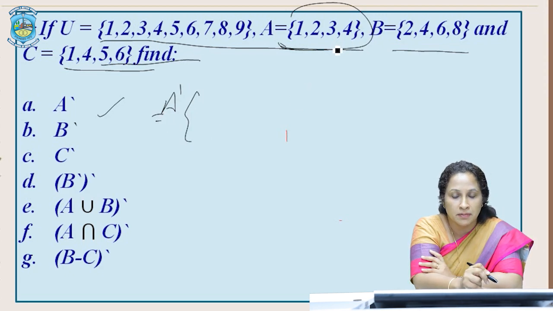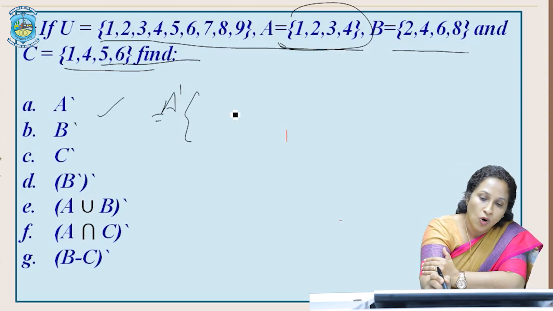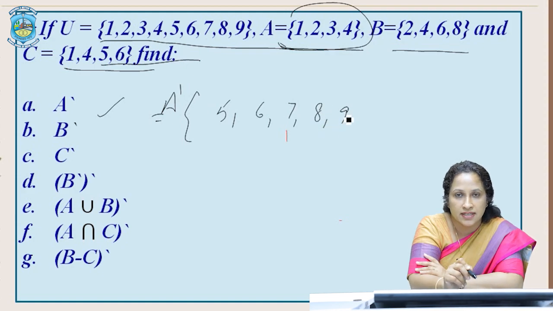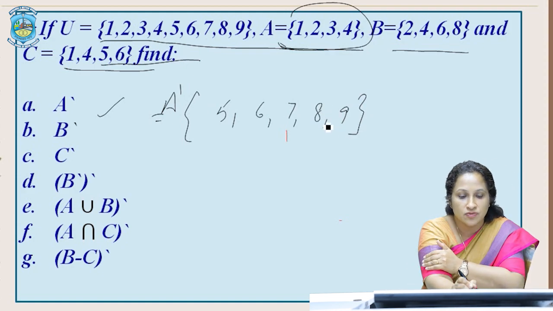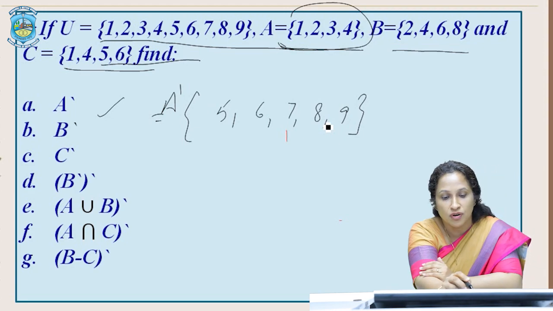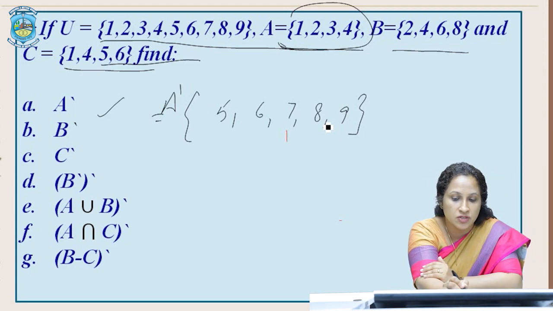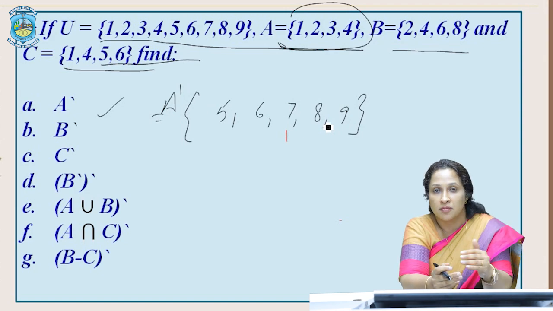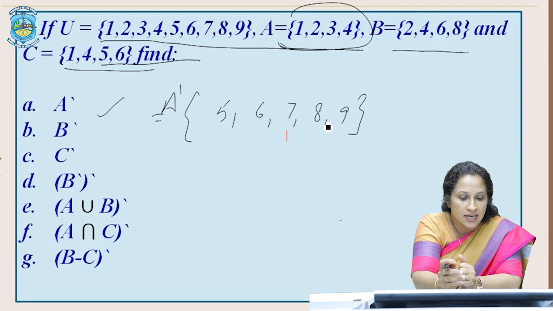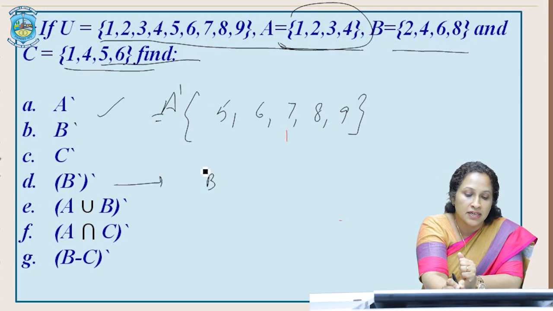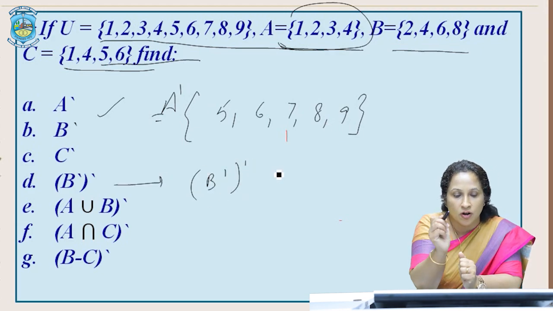What was A dash? A dash stands for A complement. How do you find A complement? A complement means all those elements which are not in A but are in the universal set. So, what is A dash? In the set A we have 1, 2, 3, 4, that means A complement will have 5, 6, 7, 8 and 9. So, this is A complement. B complement you will do on similar lines. I will take up complement of B complement, that is option number D.